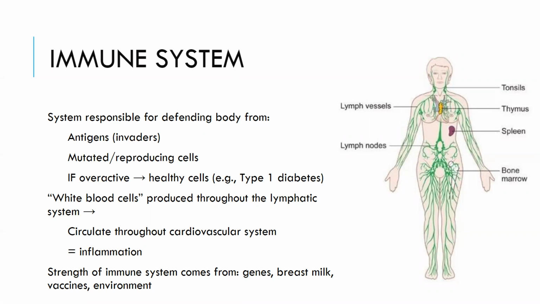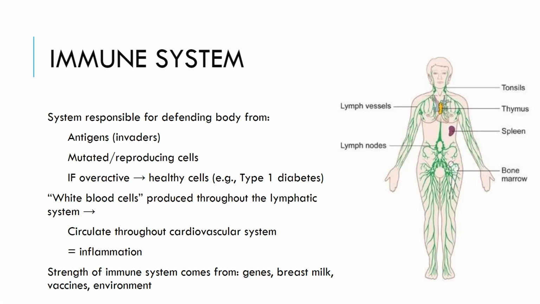So the underlying organ system for today is going to be the body's immune system. This is our body's defense system, and specifically, this system is responsible for defending the body against what are called antigens or invaders. The system also may help defend the body against mutated or reproducing cells. So these would be like cancerous or precancerous cells versus an antigen or invader might be something like flu virus, coronavirus, something like that.